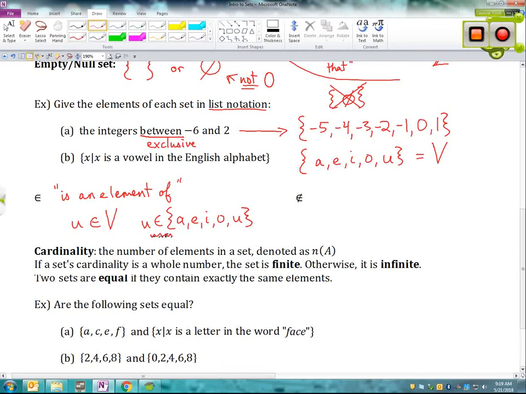And so then the second symbol, fairly intuitive if we think about like equals or not equal to, whenever there's a slash through a symbol in math, that means not, okay? So this right here means is not an element of. So for example, I know that the letter M is not a vowel, so I can say that M is not an element of set V, capital V, okay?